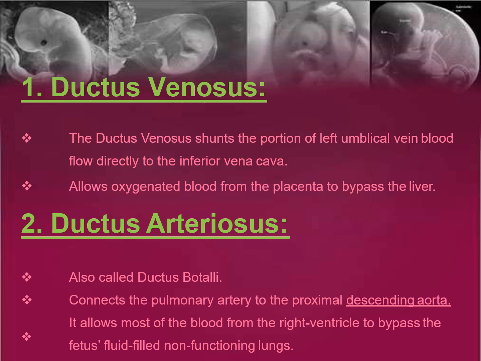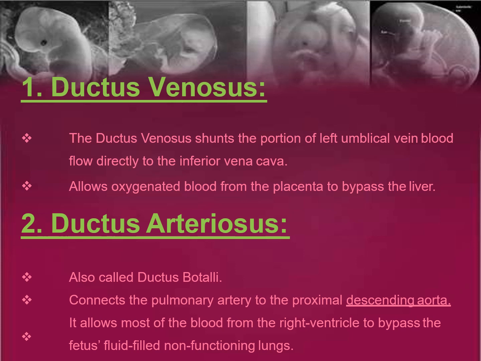It is otherwise known as ductus botali, and it is a connection between the pulmonary artery and the descending part of the aorta, proximal descending aorta. So in the normal cases, in the adult circulation, we know that blood from the right ventricle will go to the pulmonary artery, and through the pulmonary artery it will go to the lungs, and it will get purified over there, or it will absorb oxygen from the lungs.